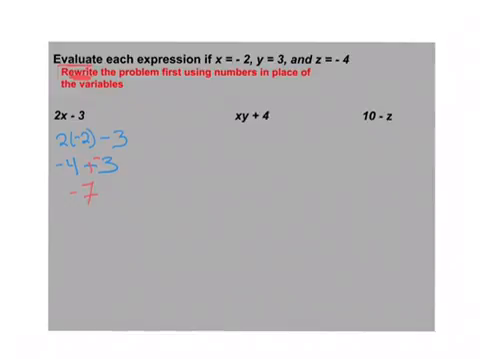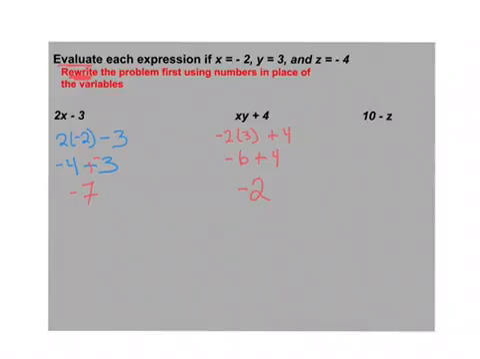In the next example, we've got xy plus 4. We know that means x times y, so I've got negative 2 times 3, and I'm going to add 4. Negative 2 times 3 is negative 6, plus 4 to give me a value of negative 2.